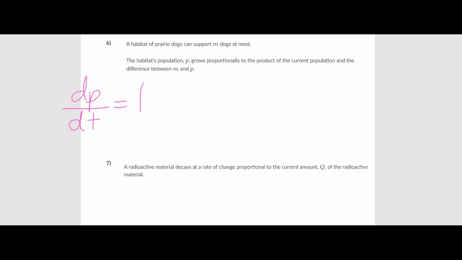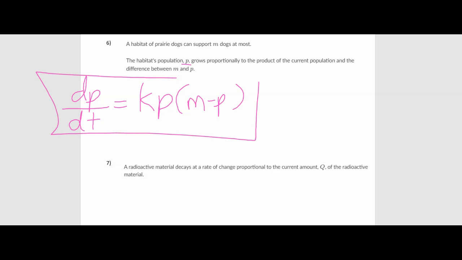Proportional, so we have our constant of proportionality k, to the product of the current population. Well, the current population is P, so k times P, times the difference between M and P. Difference implying subtraction, so M minus P. And there we go.